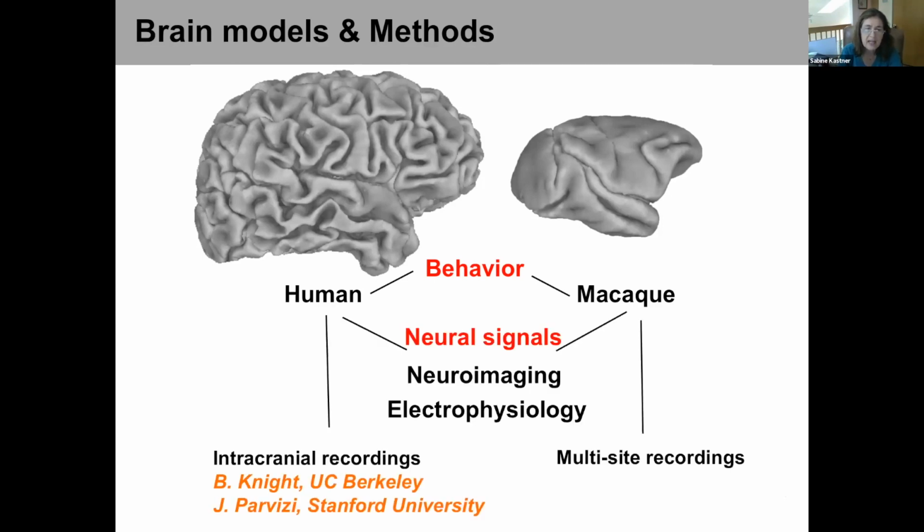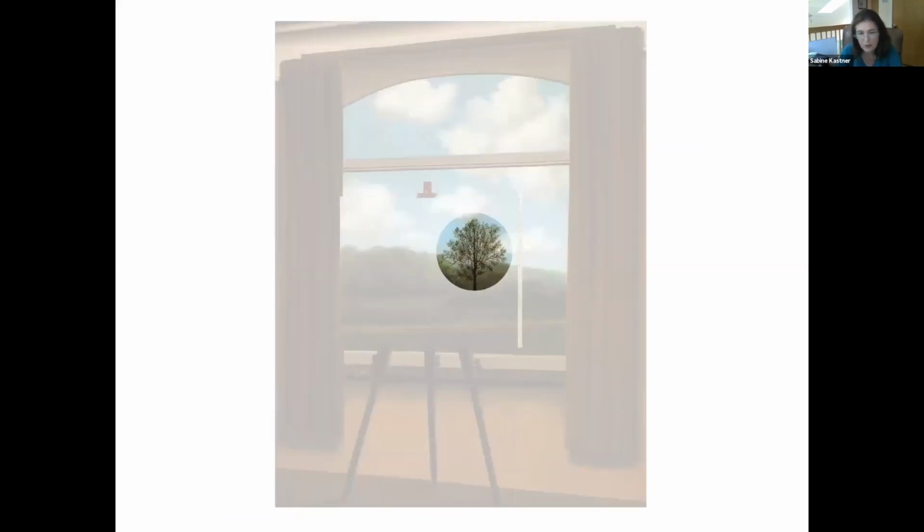Then we relate behavior to neural signals that we obtain with intracranial electrophysiology in both species. In humans, we work with epilepsy patients in collaboration with Bob Knight from UC Berkeley and Josef Parvizi from Stanford. And I will introduce you to this technique later in my talk. In monkeys, we use neuroimaging methods to identify multiple interconnected sites across a large-scale network that we simultaneously record from.